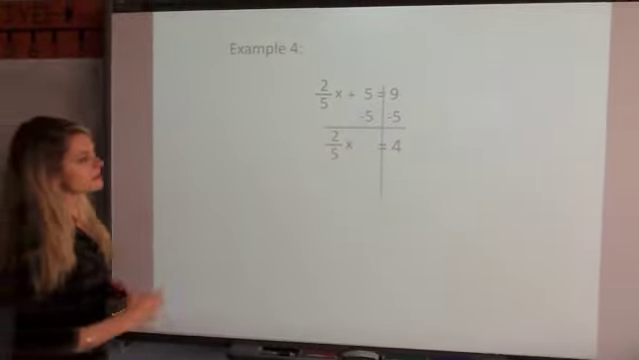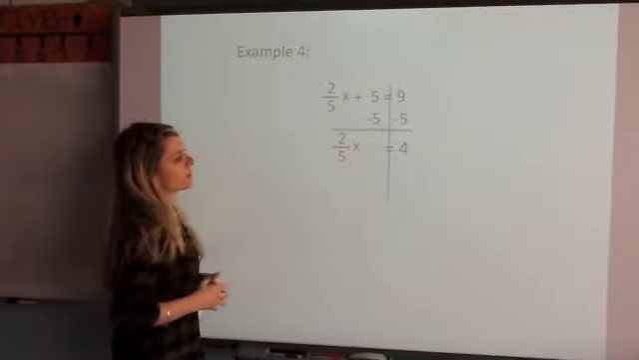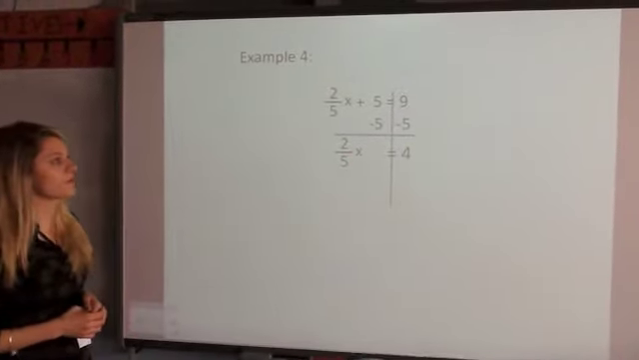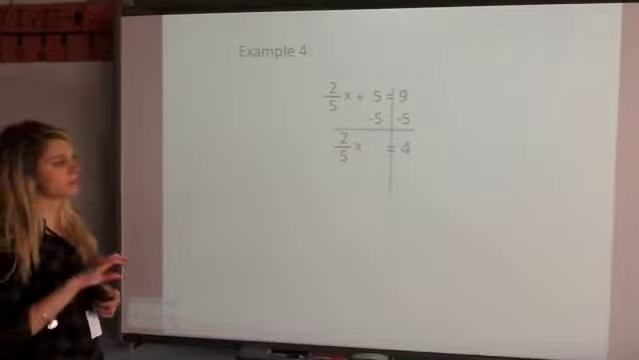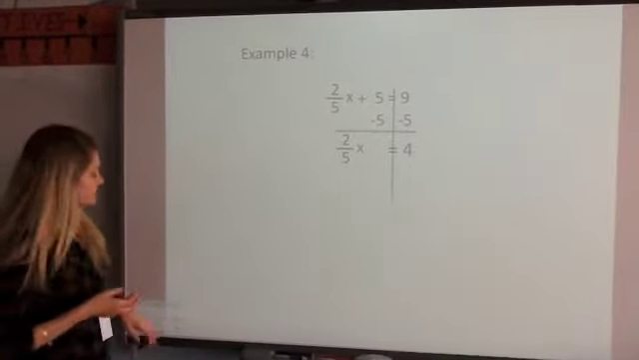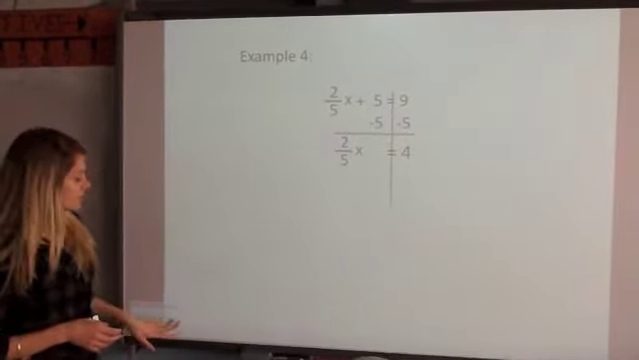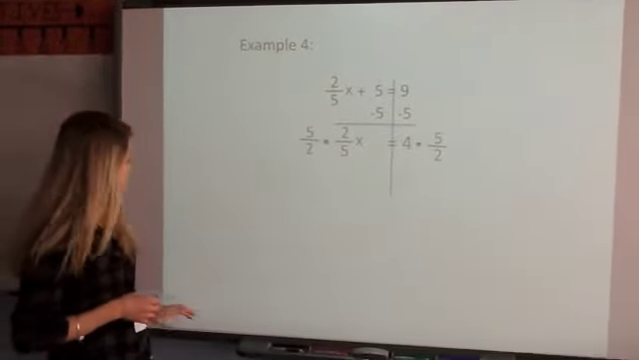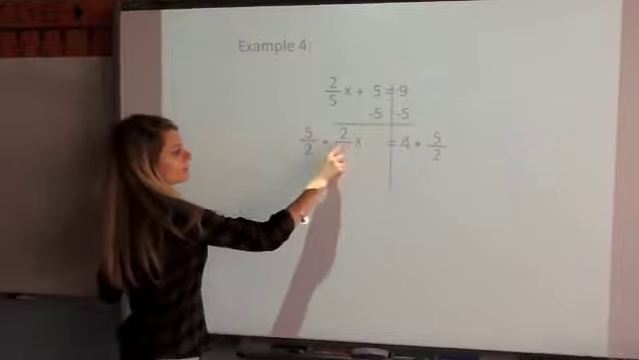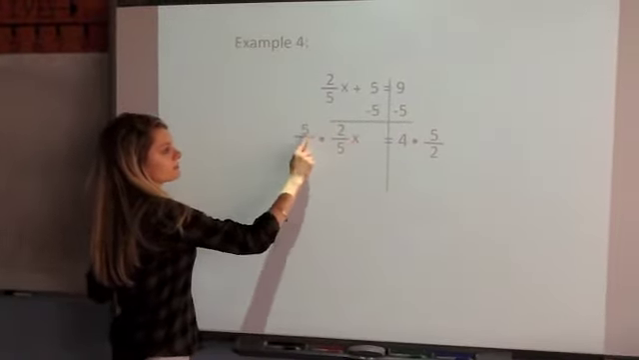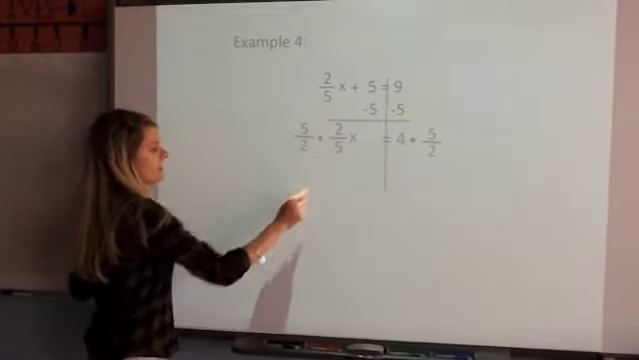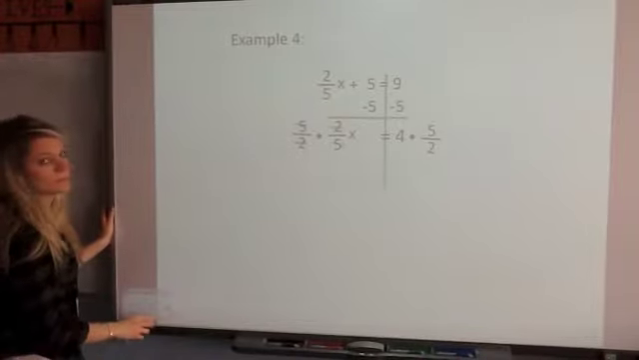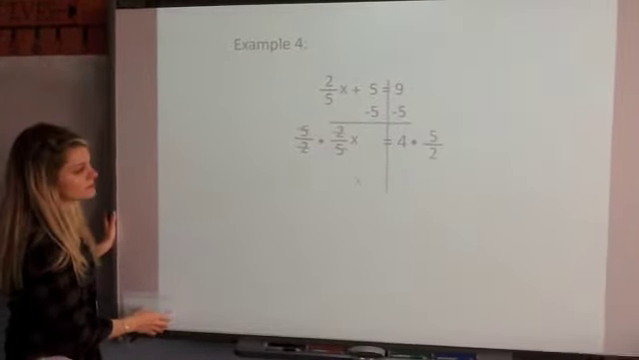So to get this x alone, to isolate my variable, I can multiply both sides by the reciprocal. Remember, the reciprocal just means that I'm flipping the fraction upside down. So the reciprocal of 2 over 5 would be 5 over 2. And the reason we multiply by the reciprocal is because we're going to cancel out this fraction so that the x is alone. So 5 times 2 is 10, and 2 times 5 is 10. And 10 over 10 is just 1, so that's why it cancels out.